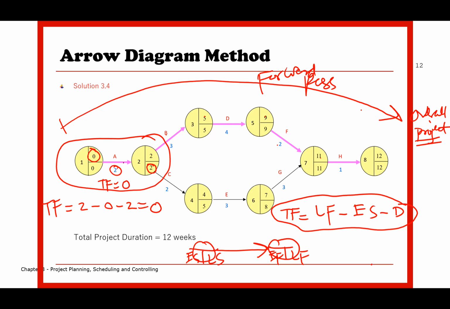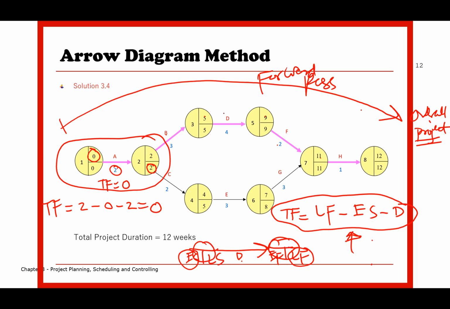You notice that if you draw something like this using my drawing, the late finish is the far right value here, whereas the early start is the left side, the most left side value, and then D is the middle value. So that's how you identify the values. Much easier compared to this formula. Otherwise, you will not remember this formula.